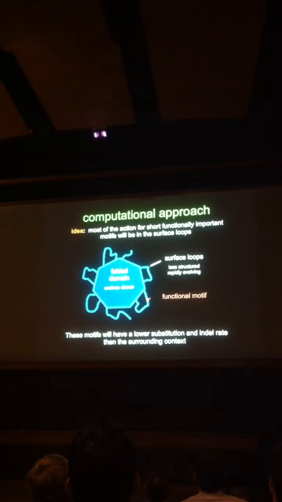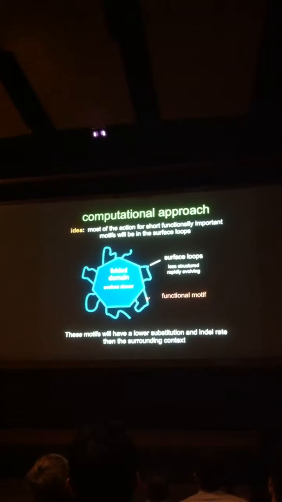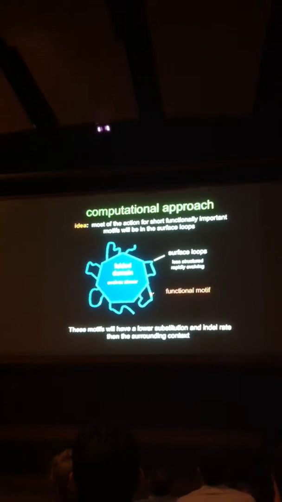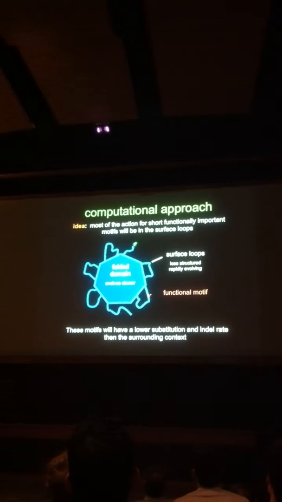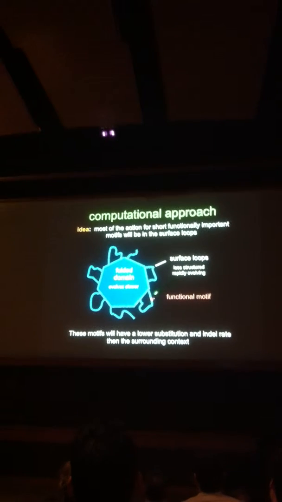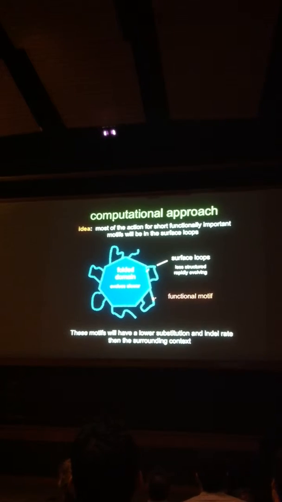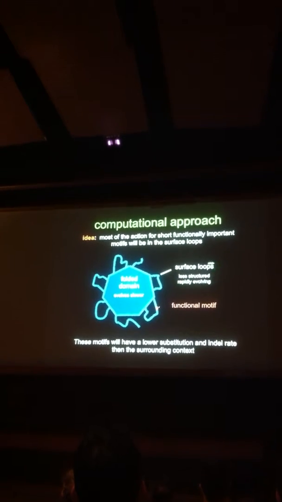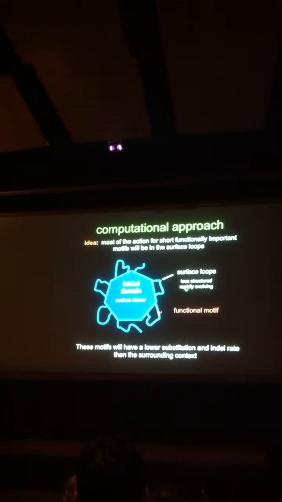Now just put aside everything I've just told you, and we're going to take an unbiased approach to find these kinds of motifs. The idea here is that a lot of the action for these short functionally important motifs is going to be on the surface of proteins, as Martha was introducing to you. A lot of loops on the surface of proteins are actually not structured. They're inherently disordered, and as such, they are rapidly evolving quite often, except where there's a functional motif present.